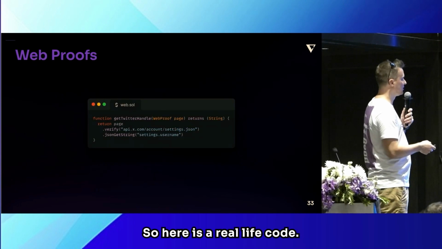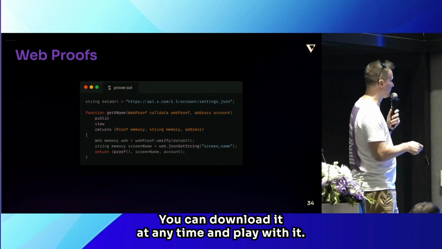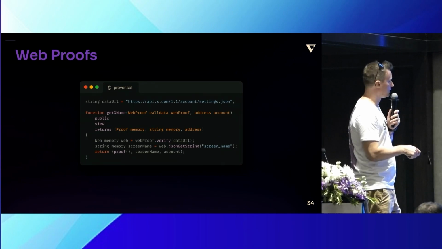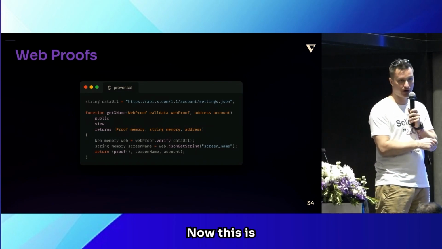So here is a real life code. This is in our examples. You can download it at any time and play with it. So this allows you to get this screen name. So this is the power of the prover now.